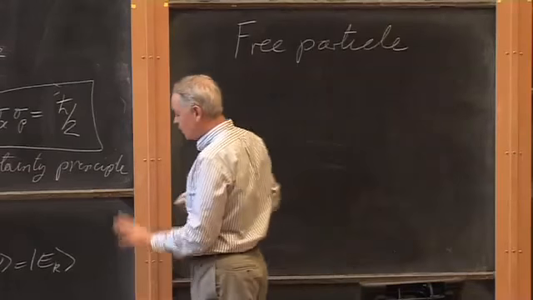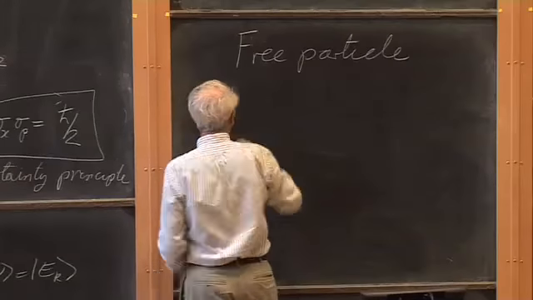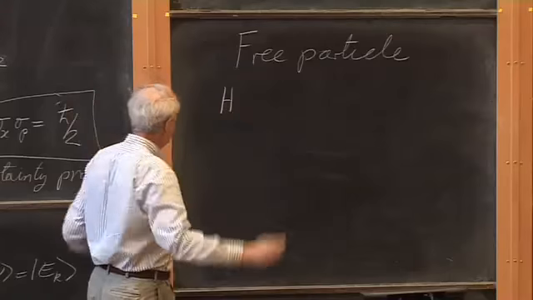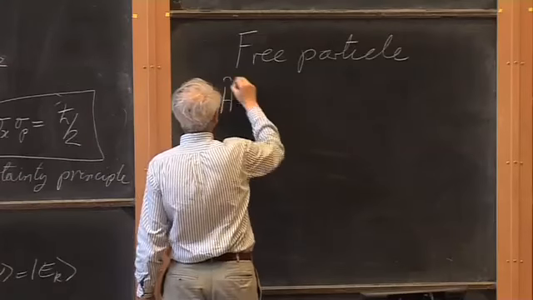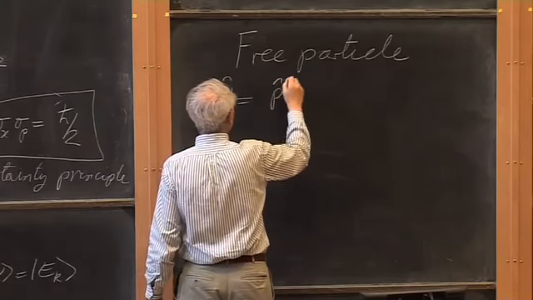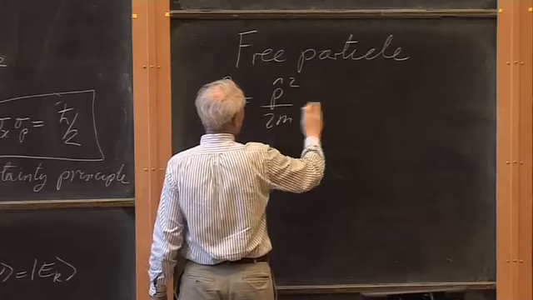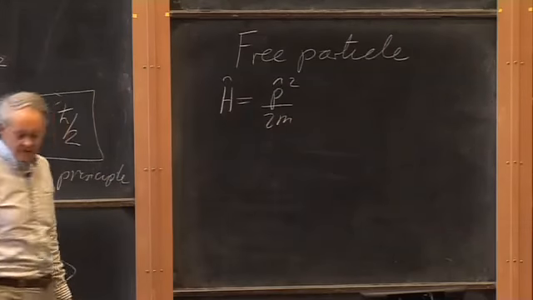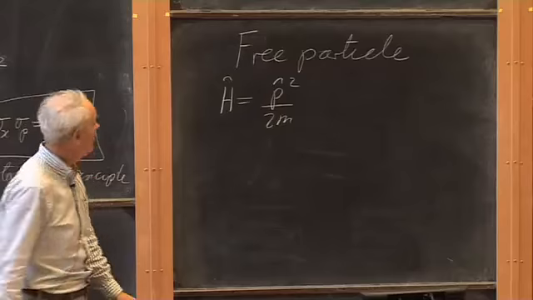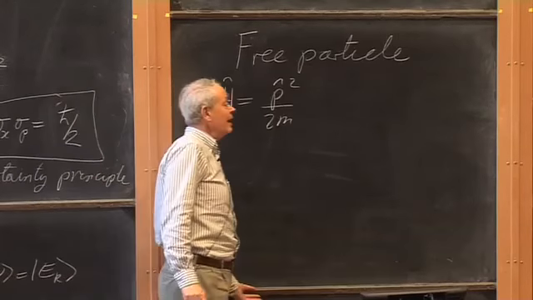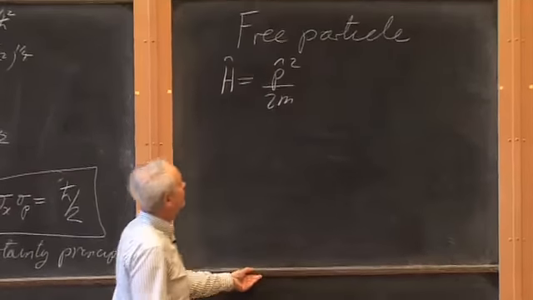So we've just got a particle with no potential energy, it's just free to roam. So the Hamiltonian operator is going to be p squared over 2m. We drop the plus V of x. It's a free particle. And what we're going to do now is talk about the time evolution of this particle.